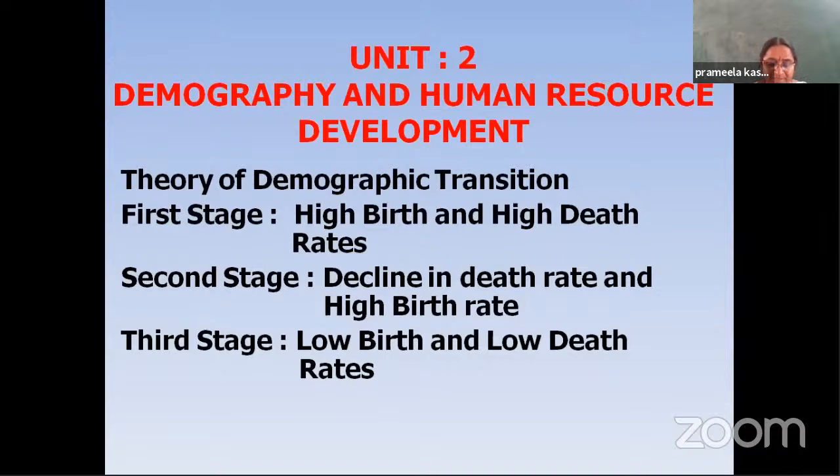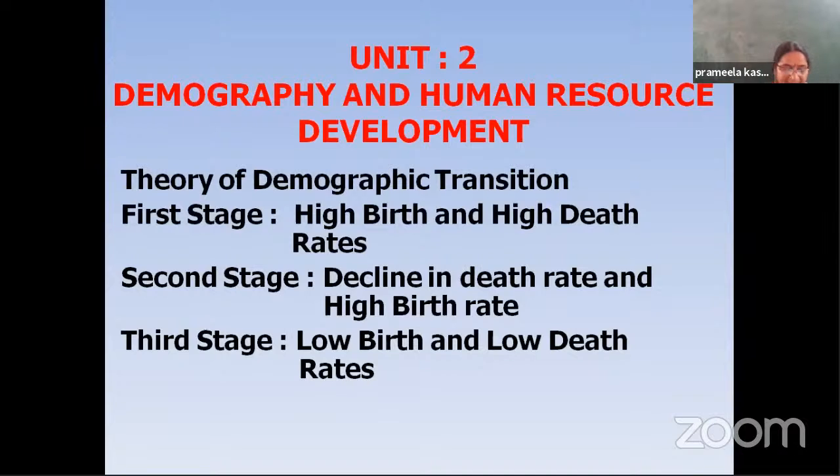Before going to that, we should clearly know about the stages. In the first stage, high birth and high death rates are found in the economies. Why are high birth and high death rates found in the economies? In the primitive stages, we cannot find development, so the population lives in poverty conditions. Because of poverty, they are not provided with nutritious food, and there is an absence of medical facilities also. So death rates are very high in these economies.